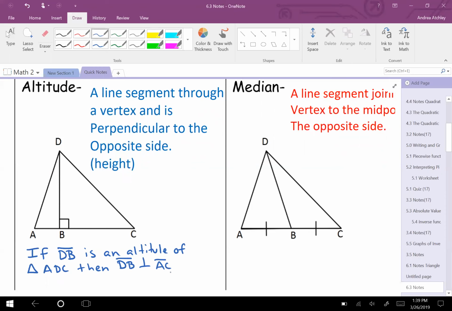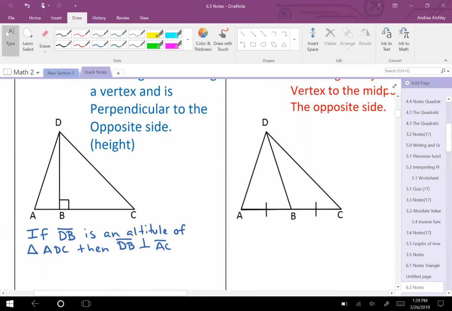So the biggest thing when you're looking at an altitude to determine if it's an altitude or not, you need to have it come from the vertex and it has to be perpendicular. It has to have a right angle. Okay, that's what we know. If I tell you altitude, you should think right angle.